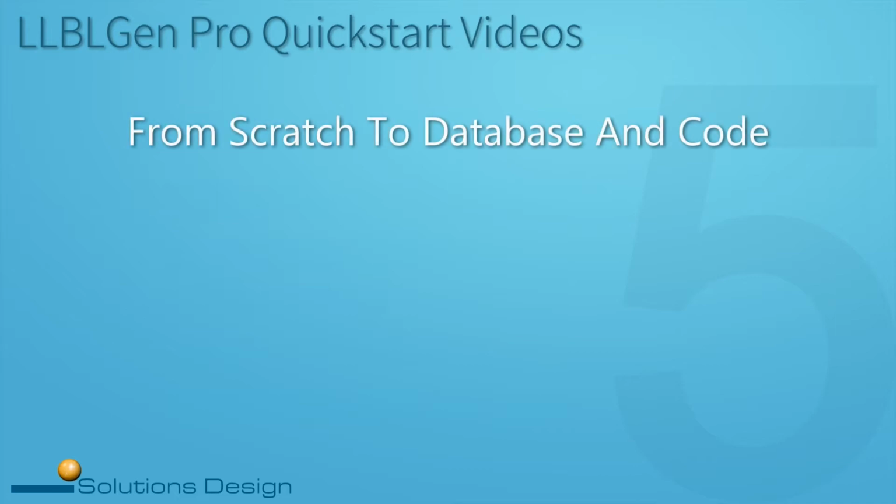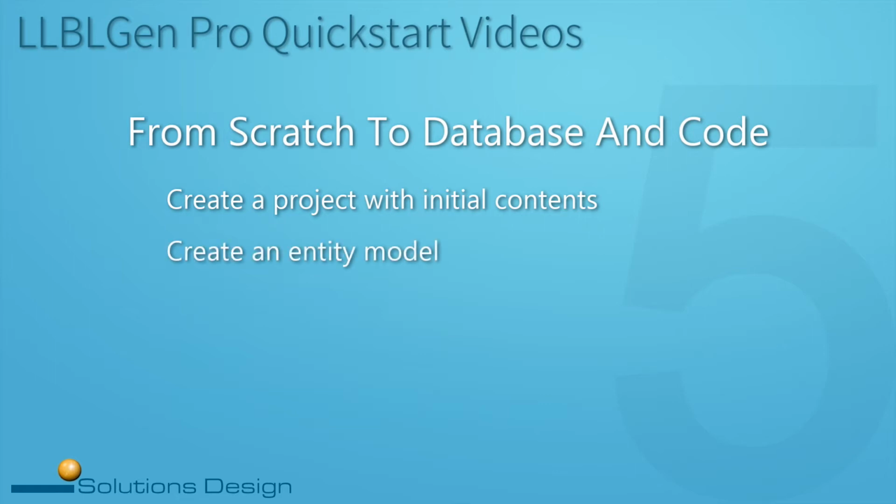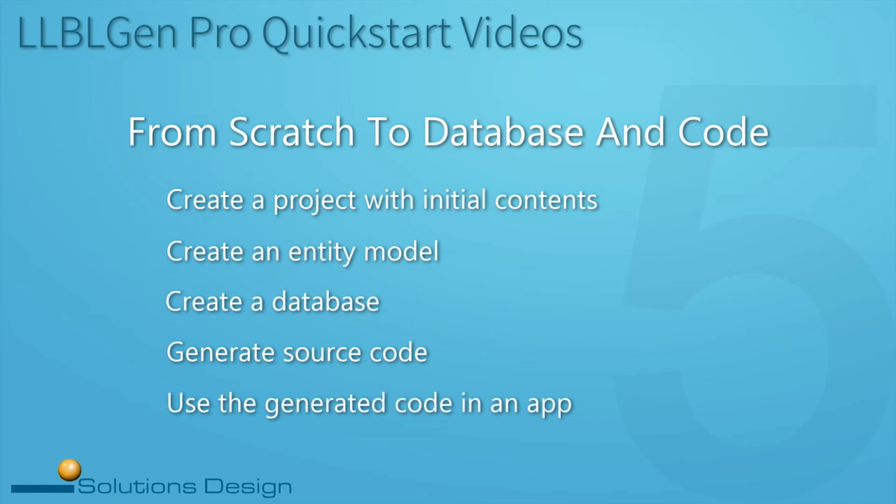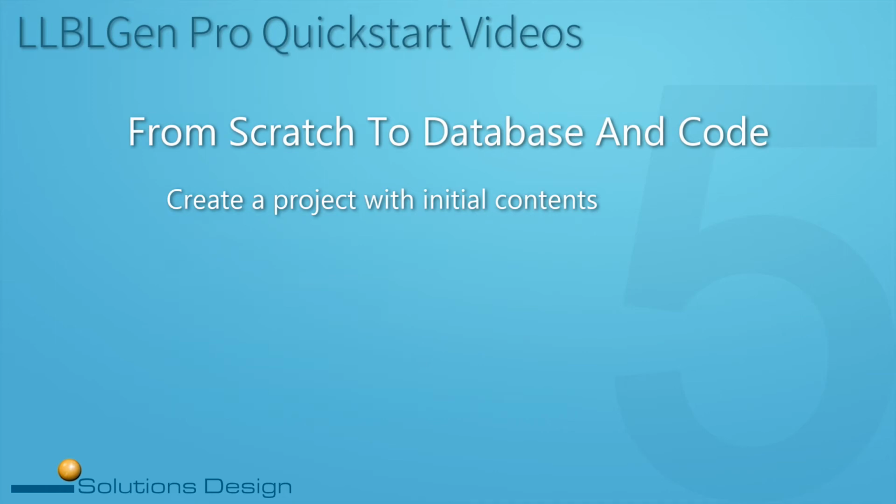In this video, I'll show you how to get a database and source code starting from scratch in 5 easy steps. This is called Model First. First, I'll create a new project and add a relational model data container for our database. Then, I'll create an entity model using QuickModel, followed by creating a database and tables in SQL Server. After that, I'll generate source code from the created entity model. And I'll conclude with using the generated code in a simple .NET application. Let's start with the first step, creating a project.